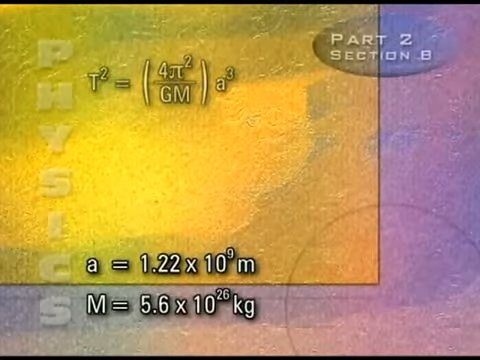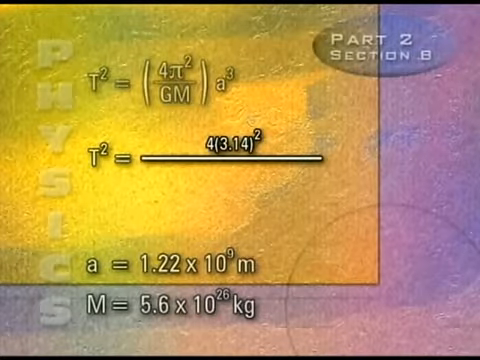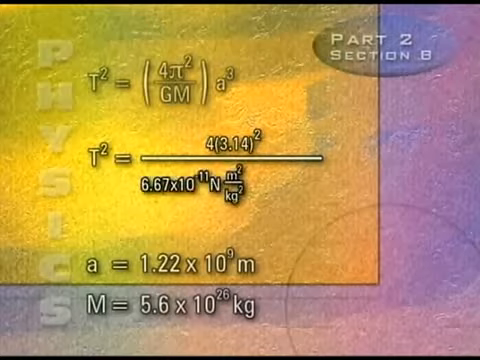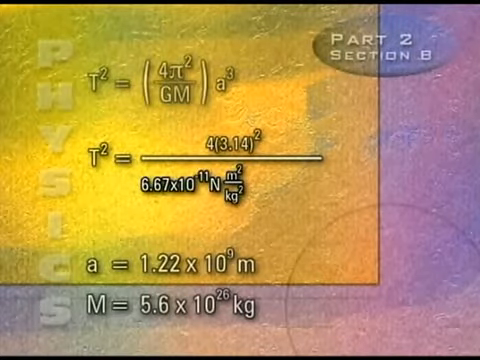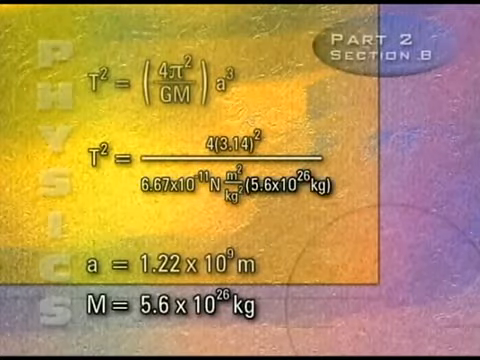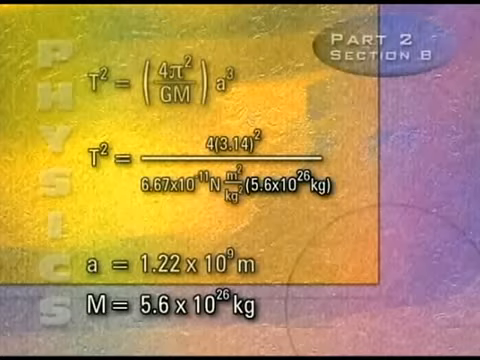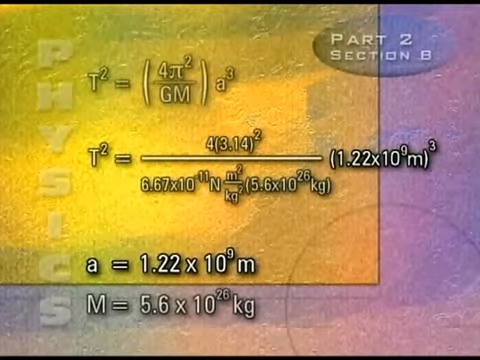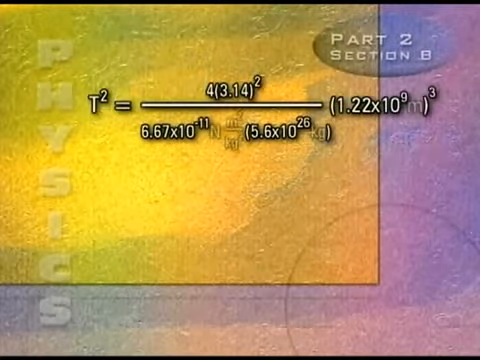Filling in our values, we get T squared equals 4 pi, which we'll approximate as 3.14, squared, over the gravitational constant 6.67 times 10 to the negative 11th newtons times meters squared over kilograms squared, times the mass of Saturn, 5.6 times 10 to the 26 kilograms, all times the semi-major axis, 1.22 times 10 to the 9th meters, cubed. Now, let's do the numbers, then figure out the units.